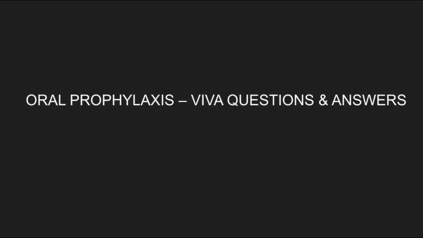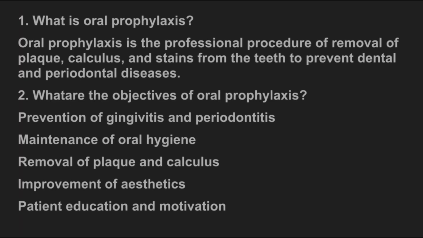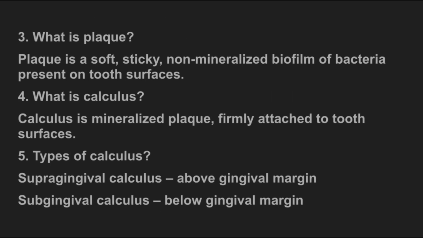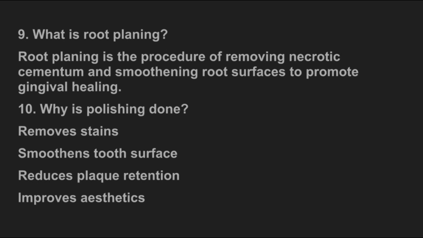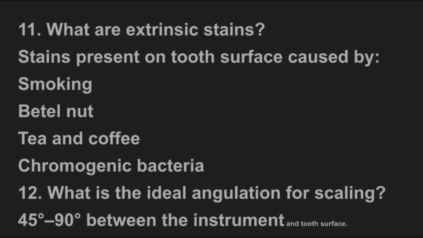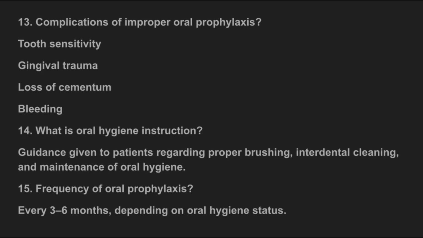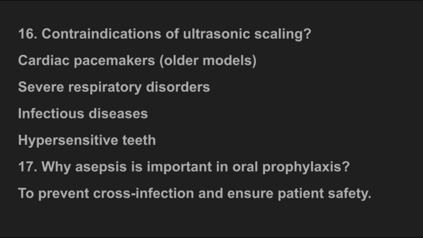So what are the viva questions you might get? What is oral prophylaxis? What are the objectives of oral prophylaxis? What is plaque? What is calculus? Types of calculus? Then etiology of periodontal diseases, instruments used for oral prophylaxis, what is root planing, why is polishing done, what are extrinsic stains, what are intrinsic stains, complications of improper oral prophylaxis, what are oral hygiene instructions, frequency of oral prophylaxis, then contraindications of scalers.